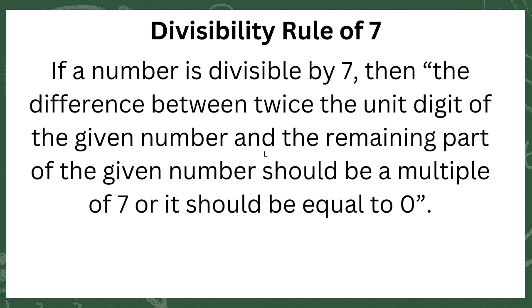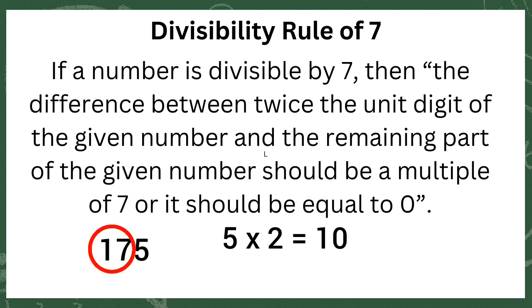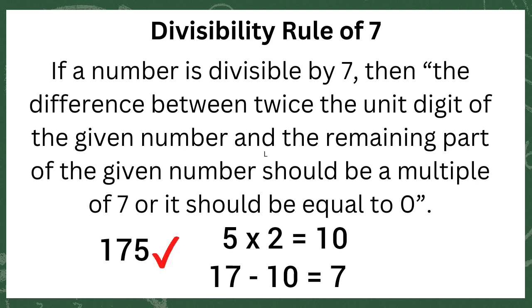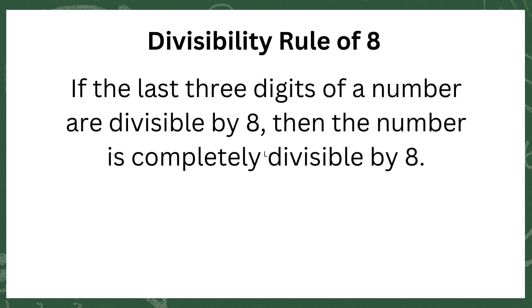Example is 175. The last digit is 5. When we have twice of it, that's 5 times 2, which gives us 10. The remaining part is 17. 17 minus 10 is 7. Since that difference is 7, which is a multiple of itself, every number is a multiple of itself, then 175 is divisible by 7.